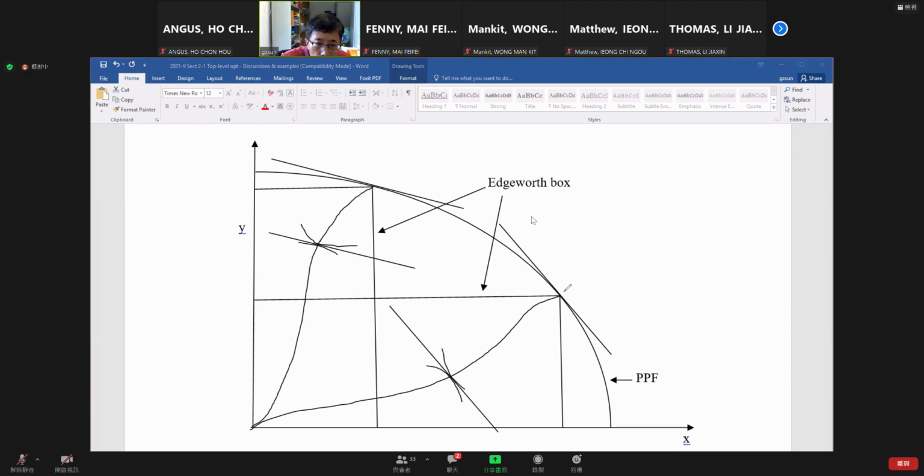If we organize our production at this point, that is, we produce this much X and this much Y, and then focus on this one. Let's call this X1, this Y1. Focus on this square. This one is the box. This one is, oh, sorry, I have already got it.